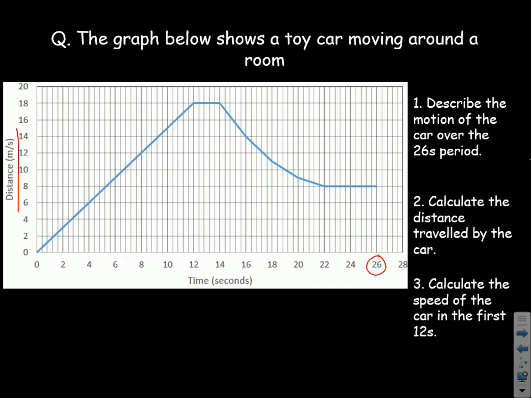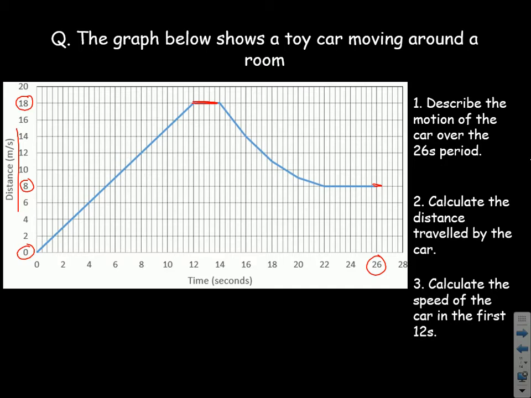Okay, so calculate the distance travelled by the car. It doesn't give any time, so I assume it's for the whole journey. So let's have a look. It starts off at 0. Its highest point is up here, which is 80 meters, and then it goes back down to this point, which if I trace across is 8 seconds.